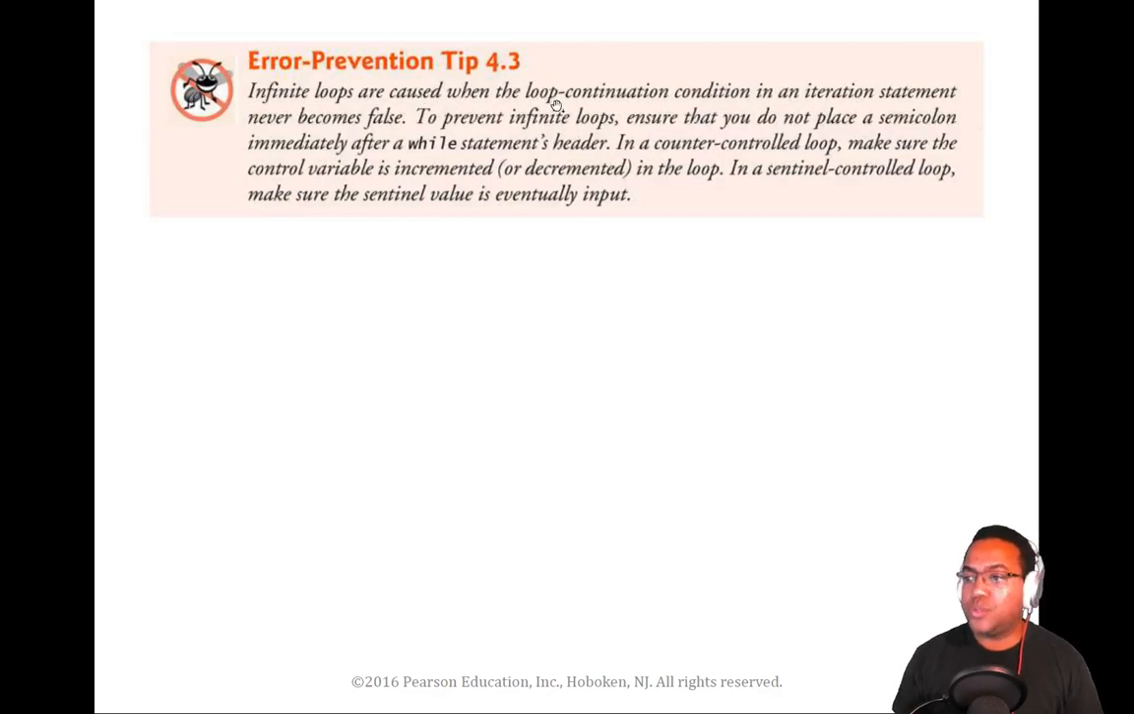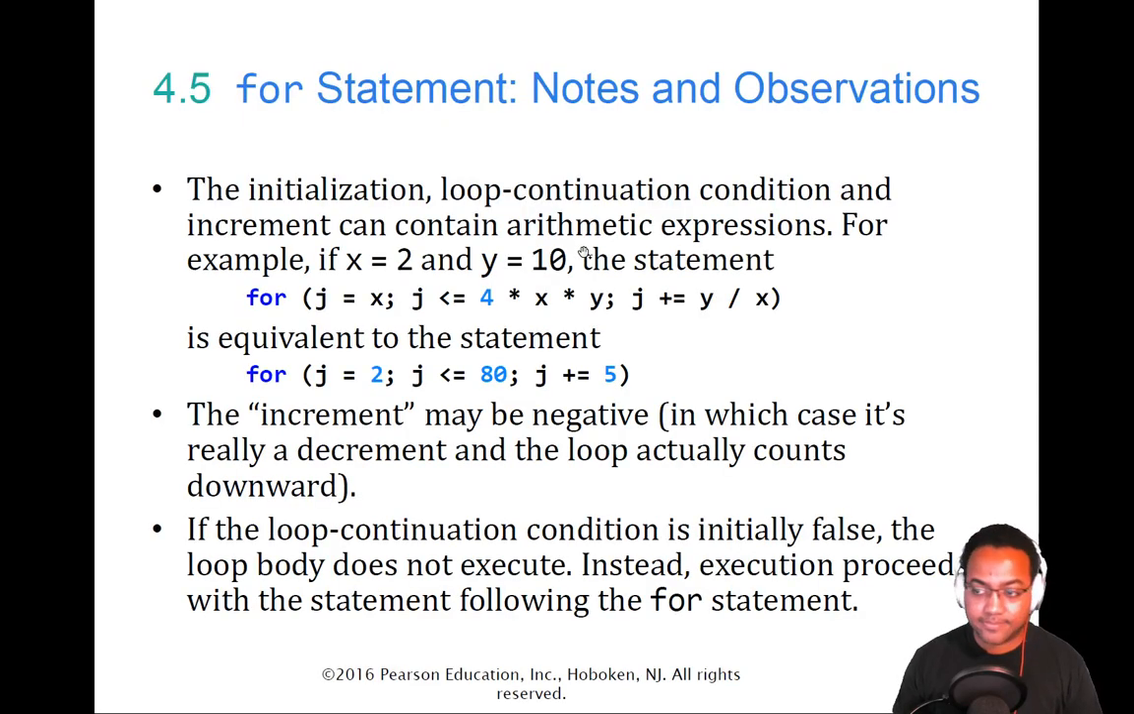Infinite loops are caused when the loop continuation condition in an iteration statement never becomes false. To prevent infinite loops, ensure that you do not place a semicolon immediately after a while statement's header. In a counter-controlled loop, make sure the control variable is incremented or decremented in the loop. In the sentinel-controlled loop, make sure the sentinel value is eventually input.